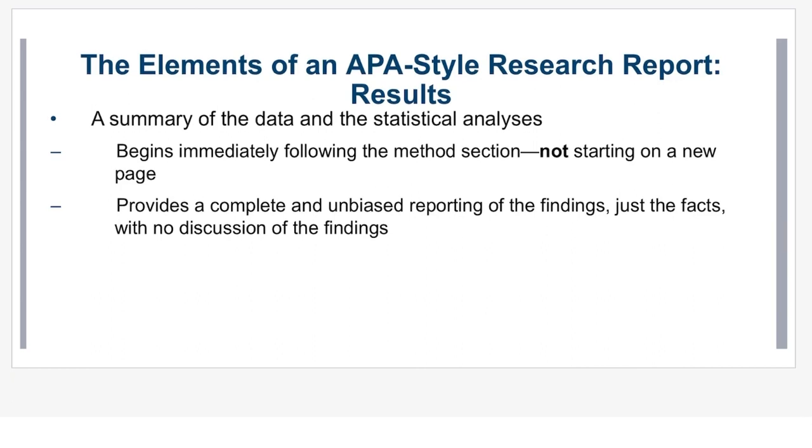And then the next element is the results section. So again, this is a summary of the data and the statistical analyses that were used. Again, it begins right after the method section. It's not on a new page. And it provides that complete and unbiased report of the findings. So it's just the facts. There's no discussion. Remember, that's a separate section. It's just the facts of the findings.